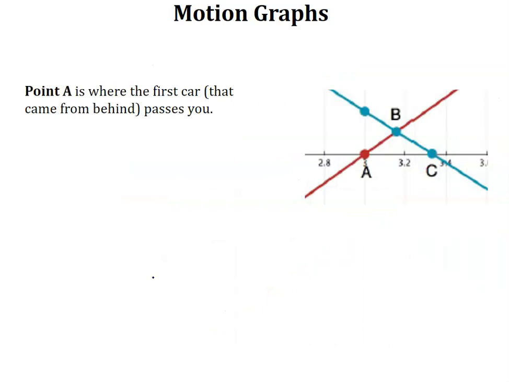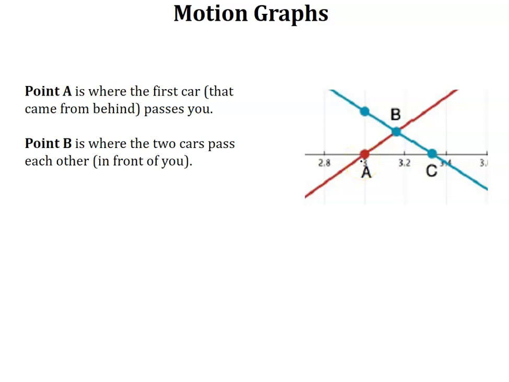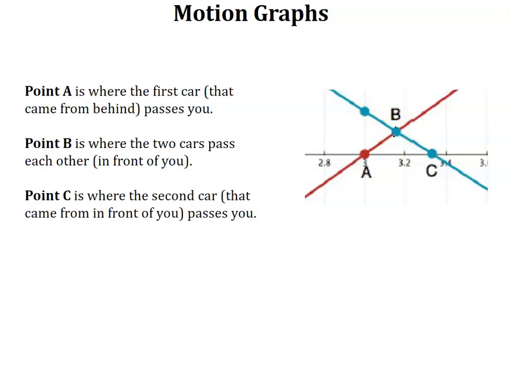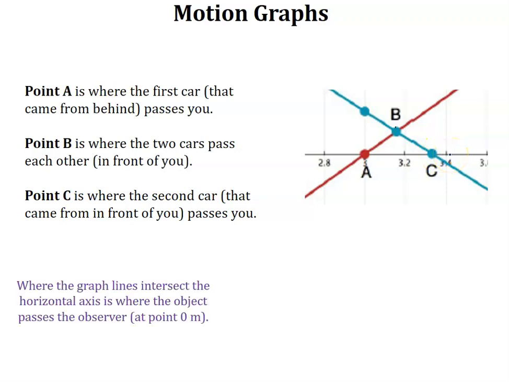Point A is where the first car that came from behind you passes you. It is at the origin line, which means it is 0 meters from you. Point B is where the two cars pass each other. And that's going to be in front of you because it's on the positive side of the displacement. Point C is where the second car that came from in front of you passes you. That is where it is, again, at the origin, at the 0 line, which is where you are.